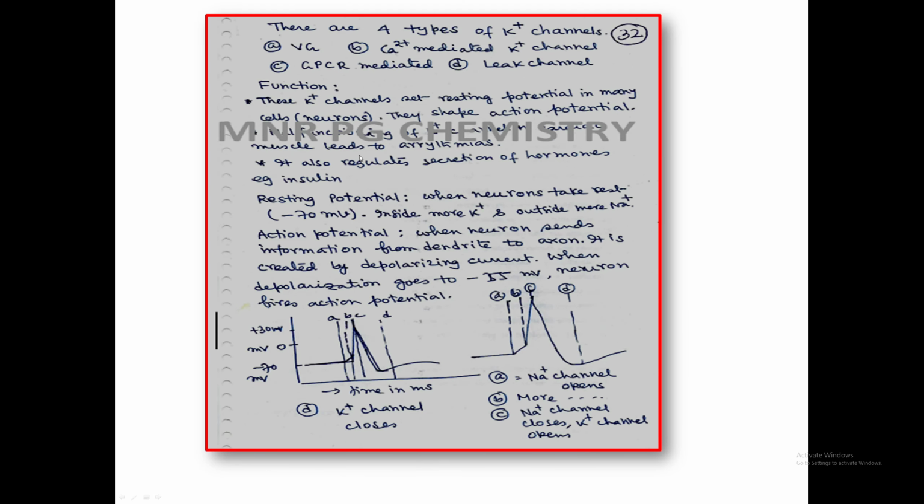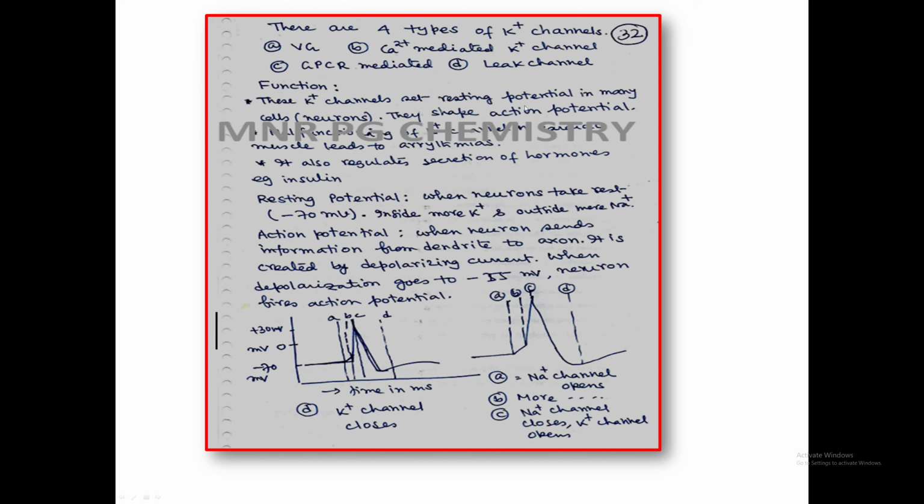Now there are four types of potassium channels: the voltage gated ion channel, the calcium 2+ mediated potassium channel, the G protein coupled receptor associated potassium channel, and the leak channel. Now what are their functions? These potassium channels set the resting potential in many neurons. What do we mean by resting potential? We will discuss that later.